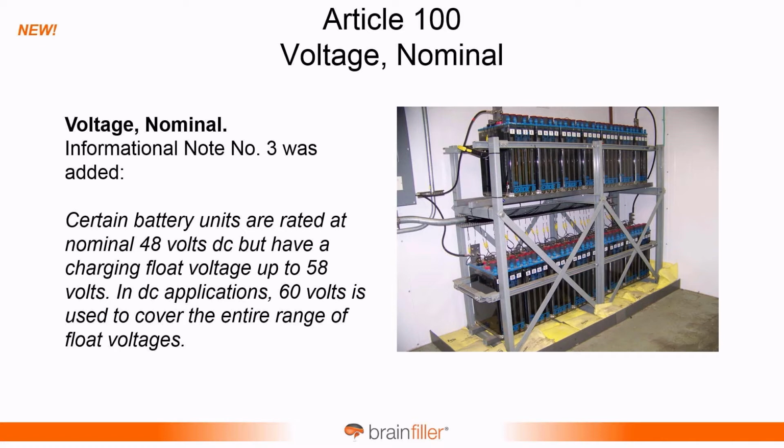Nominal voltage. This is about DC voltage. It's understood that certain battery systems are actually rated 48 volts nominal, but they can have a float charge up to 58 volts. And so in DC applications, 60 volts is used just to cover the entire voltage range. So that was a new informational note.